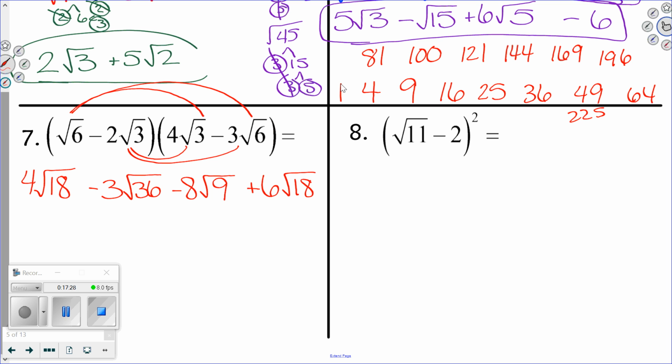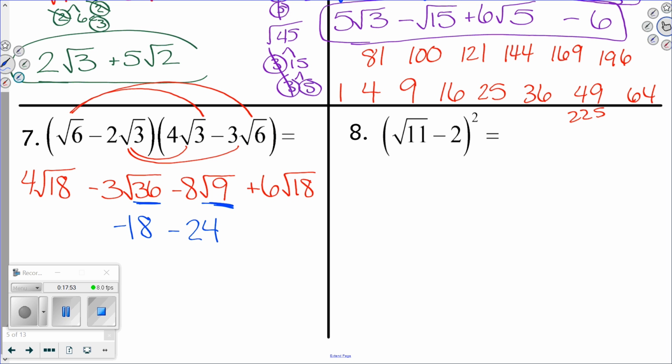But again, every time you're distributing, you're looking at multiply outside numbers, multiply inside numbers. And they don't mix together though. All right, from here, I hope you start to recognize the perfects. Okay, square root of 36 is 6 times the negative 3 gives me negative 18. Square root of 9 times negative 8.